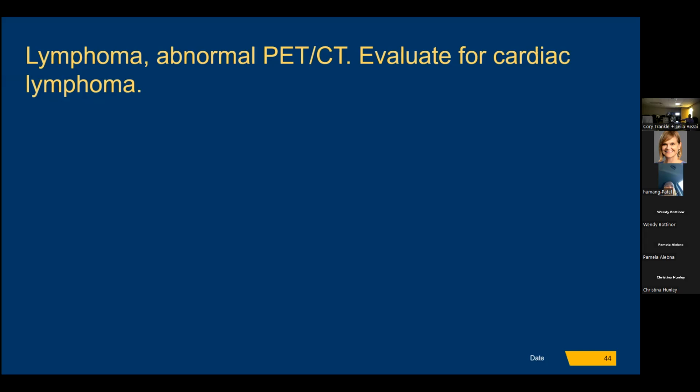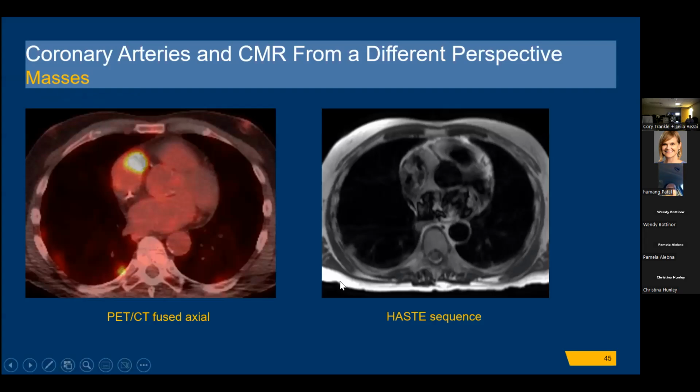So let's switch the topics and look at some of the cardiac masses and their potential interaction with coronary arteries. This is a patient who has lymphoma, an abnormal PET scan, which raised the question of cardiac involvement and metastatic involvement of the heart with lymphoma. On the left-hand side, we see the PET scan, an axial view, and this is an area of hypermetabolic activity. It looks like it's close to the atrioventricular groove, and we see a little calcification of the right coronary artery, so it's pretty close to the right coronary artery.